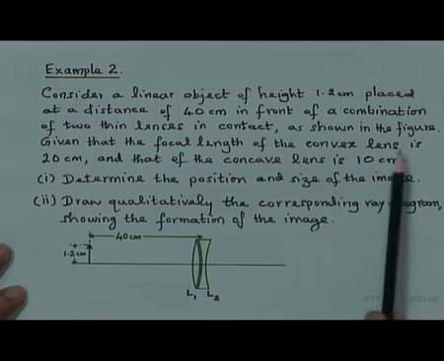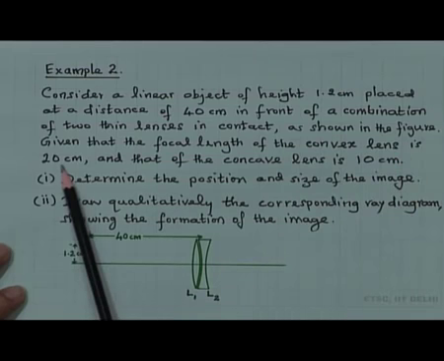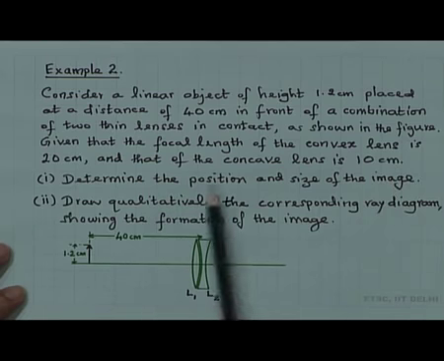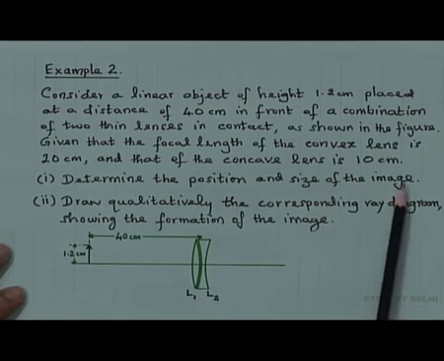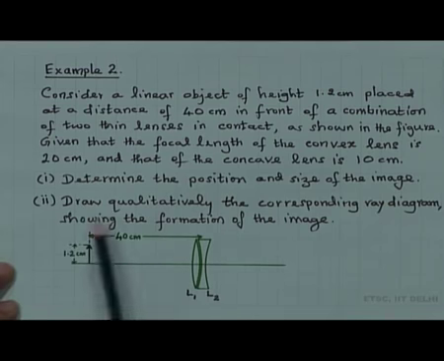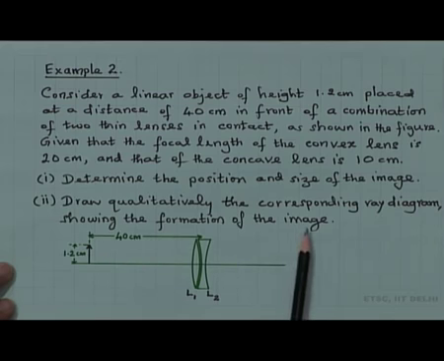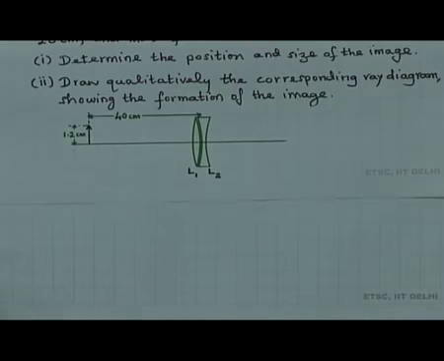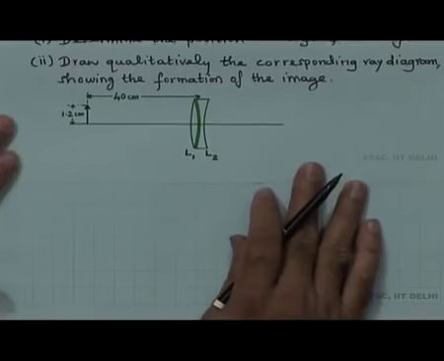Given that the focal length of the convex lens is 20 centimeter and that of the concave lens is 10 centimeter, determine, first, the position and size of the image. Second, draw qualitatively the corresponding ray diagram showing the formation of the image. To draw this, we have to know the position and size, so first let us determine the position and size of the image.